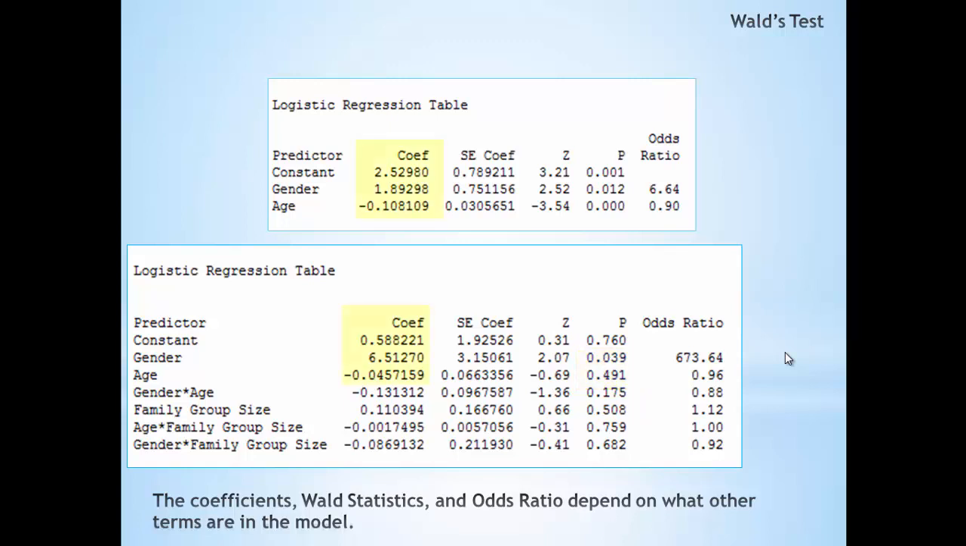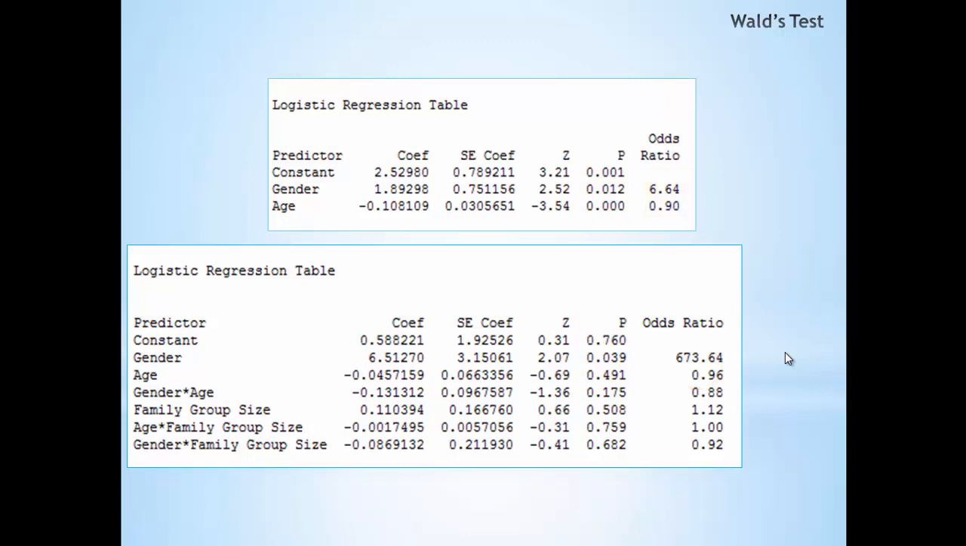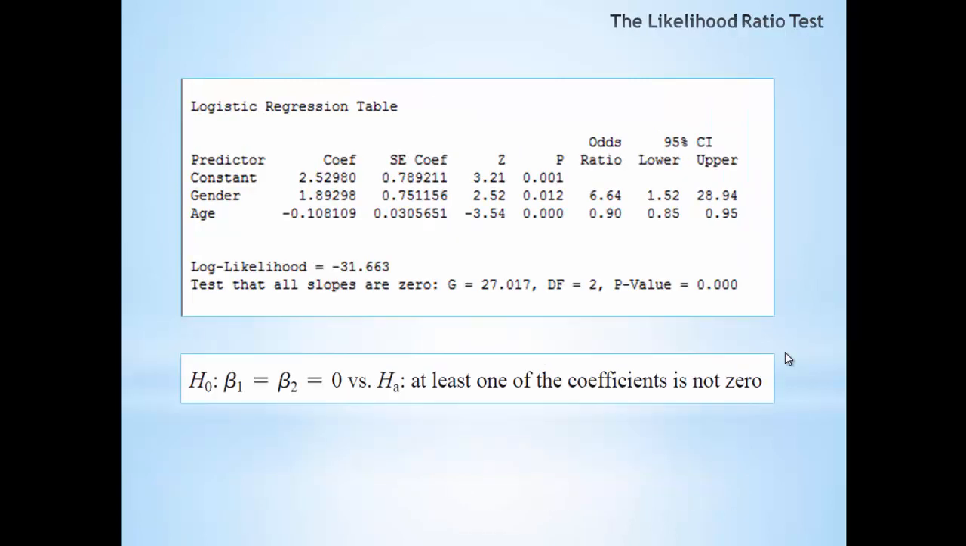As you can see here, the coefficients, Wald statistics, the corresponding p-values, and odds ratios all depend on what other terms are in the model. Instead of using Wald's test to determine which variables are significant, it's much better to use the likelihood ratio test. The likelihood ratio test uses the G statistic to determine if any of the coefficients in the model are non-zero.